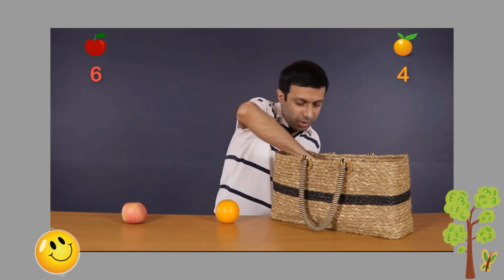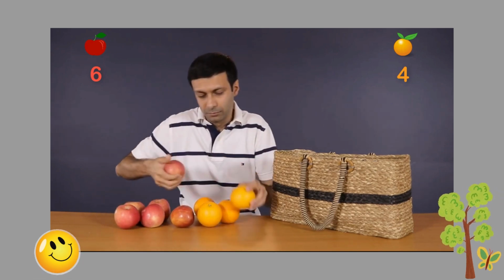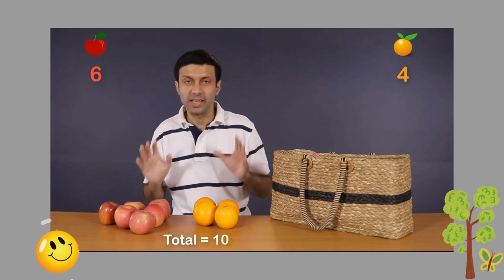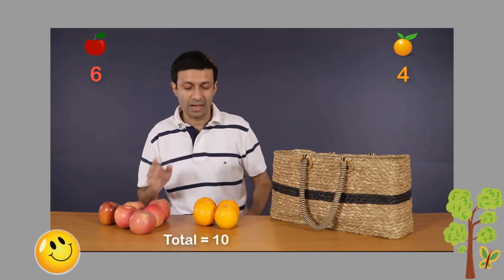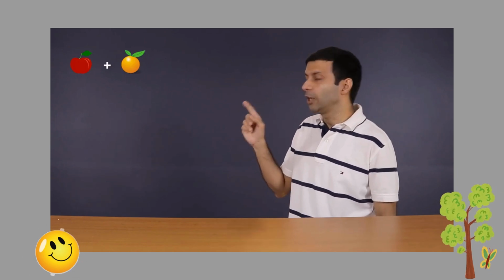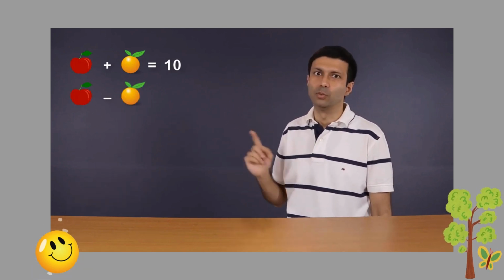So let me pull them out here for you. And as you can see, in this fruit basket, we had 6 apples, 4 oranges. The total is 10, and there are 2 more apples as compared to the oranges. Let's try a more mathematical approach to this puzzle. So if we put the information that we know in equations, what are we going to get? Apples plus oranges equals 10, and apples minus oranges equals 2.